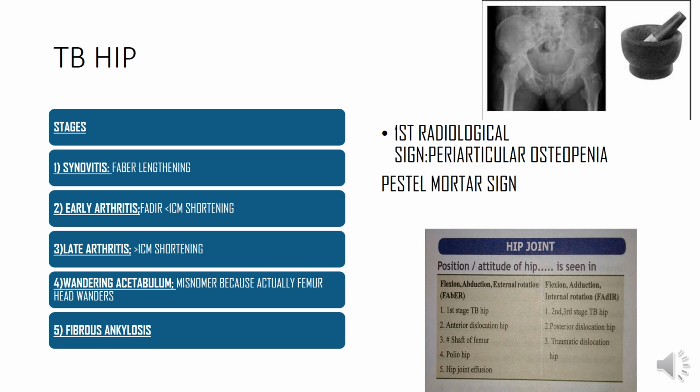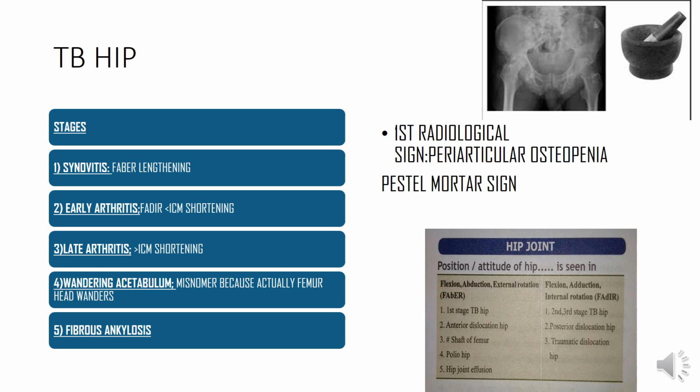Next is early arthritis, the second stage, which includes FADIR. FADIR means flexion, adduction, and internal rotation. It is seen in both early arthritis and late arthritis. So the difference is in early arthritis we see less than 1 centimeter shortening, and in late arthritis we see more than 1 centimeter shortening.